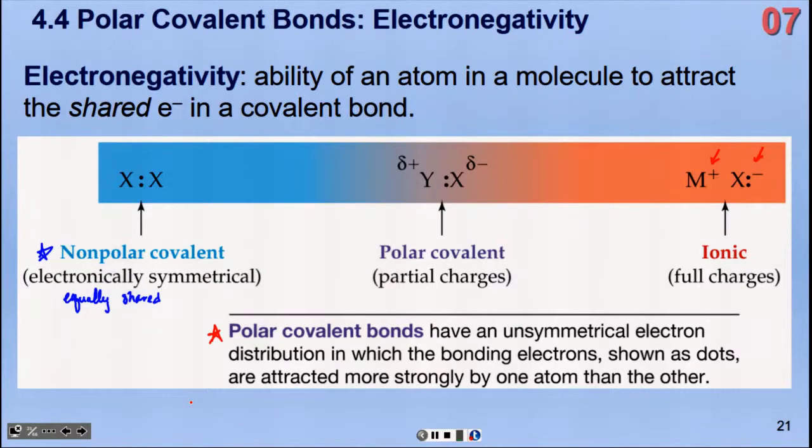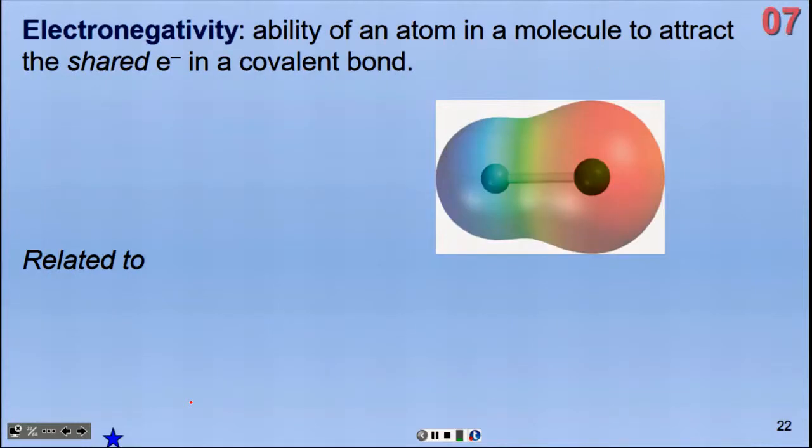in this chapter. They have an unsymmetrical distribution of electrons, the bonding electrons, and they're going to be shown as dots. We're going to represent electrons with dots as we go, but they're attracted more strongly by one atom than the other. So we'll use these things that look like rainbow diagrams. They're electron density maps, showing you which end is more negative and which end is more positive. But again, with polar covalent bonds, it's actual partial plus and partial minus, not true plus and true minus, because they're not ions.